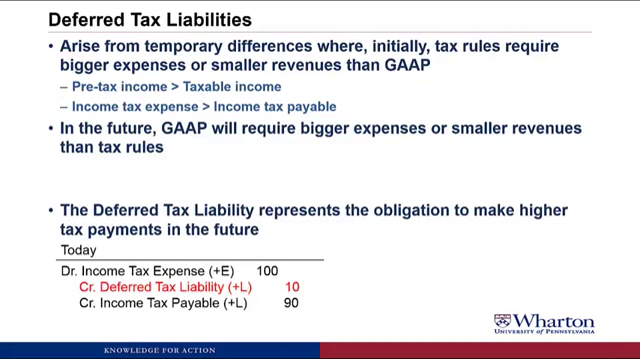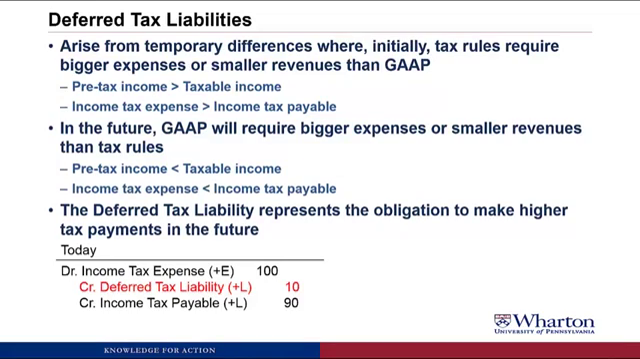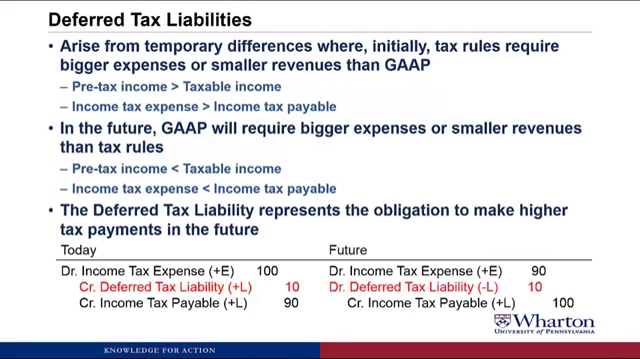It reverses. Pre-tax income will now be less than taxable income. Income tax expense will be less than income taxes payable. Less pre-tax income means less income tax expense on the financial statements. And we'll see the journal entry reverse. So we've got debit income tax expense for, say, 90, credit income tax payable for 100. Now the expense is less than the payable, and so we're going to debit deferred tax liability for 10, which reverses out this temporary difference and basically represents the fact that we've now paid this higher tax obligation that we knew we were going to have in the future.